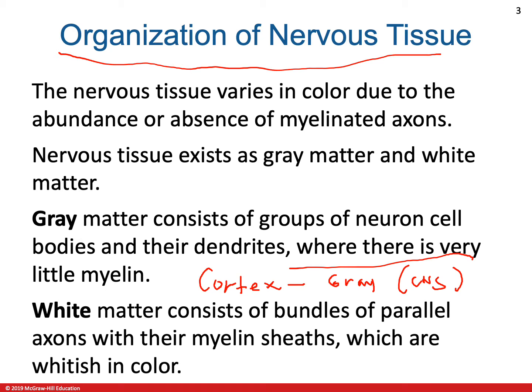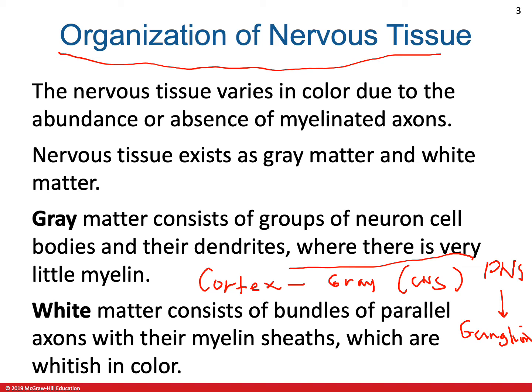PNS or peripheral nervous system also contains gray matter. Okay. But in the PNS, the cluster of neuron cell bodies is called ganglion. So in the PNS, this gray matter is called your ganglion, which consists of cell bodies. Ganglia is from the word swelling or knot, buhol, right?